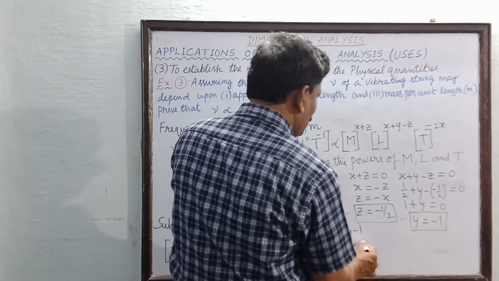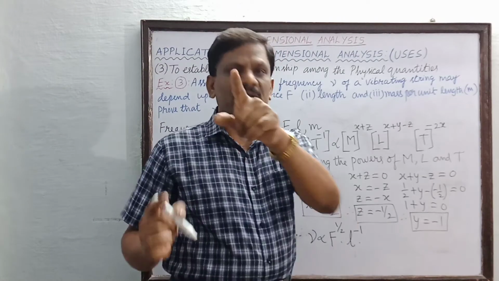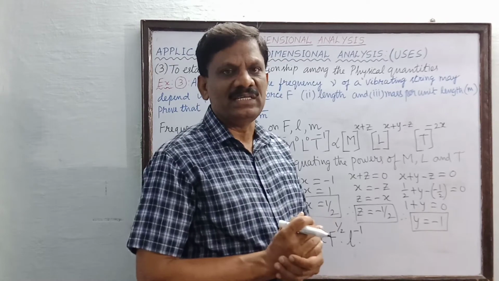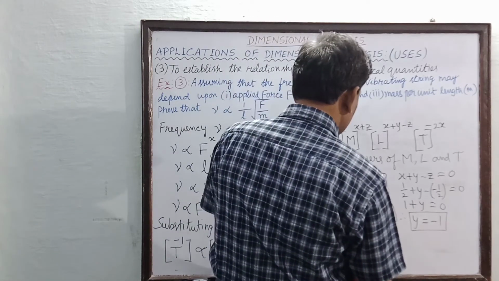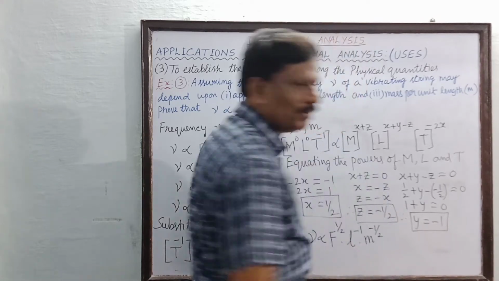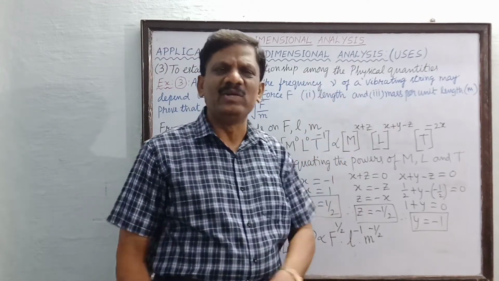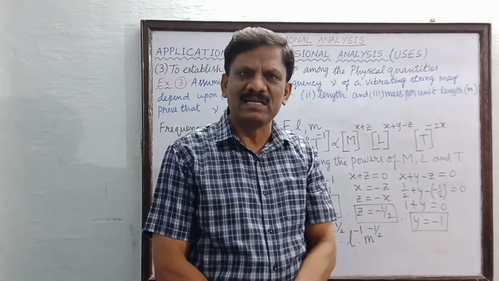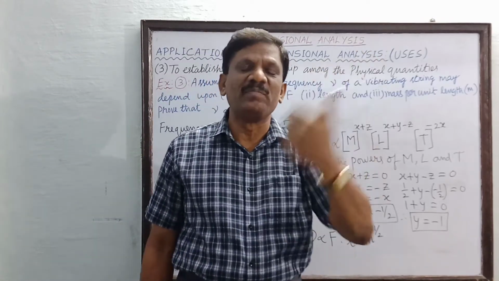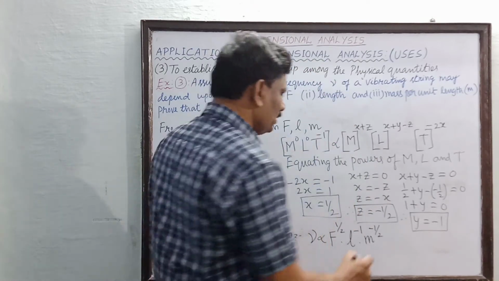Into third factor, this is mass per unit length. Mass per unit length is also called by another name, students, that is linear mass density. Anyhow, that is m raised to the power z. Z is minus 1 by 2. See, F is force. Force raised to the power 1 by 2 is the square root of F. Then mass raised to the power minus 1 by 2 means 1 by square root of m.